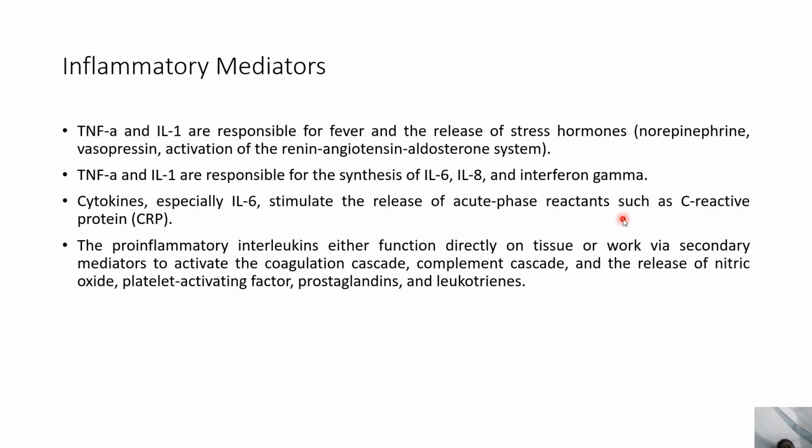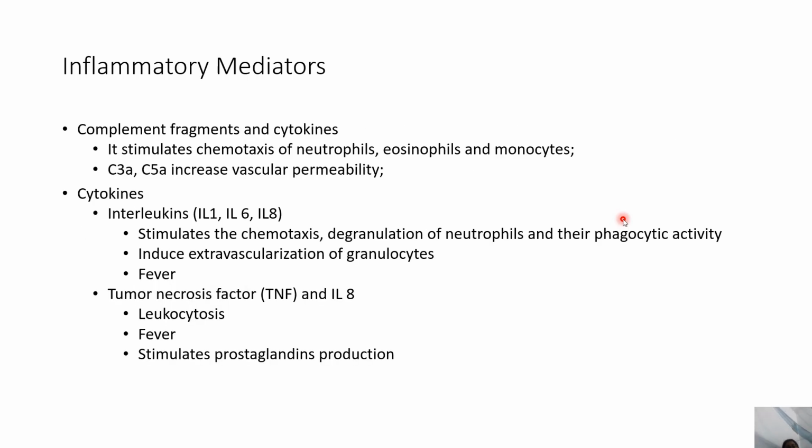Other pro-inflammatory interleukins either function directly on tissue or work via secondary mediators to activate the coagulation cascade, the complement cascade, and the release of nitric oxide, platelet activating factor, prostaglandins, and leukotrienes. Now, complement fragments and cytokines stimulate chemotaxis of neutrophils, eosinophils, and monocytes. C3a and C5a increase vascular permeability.